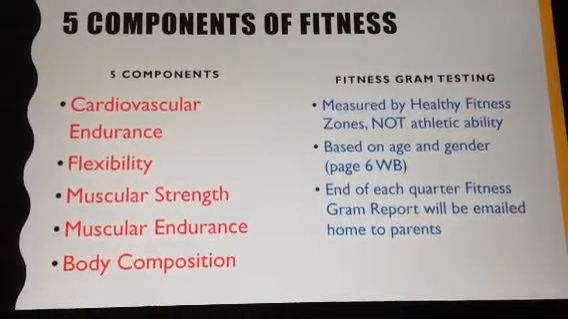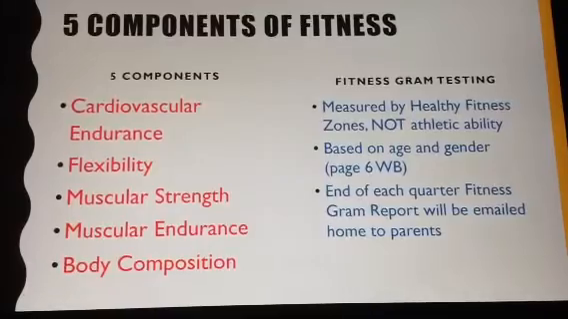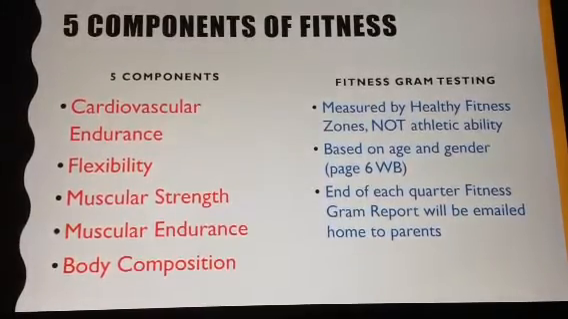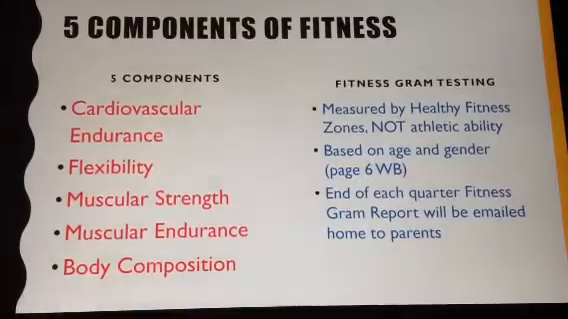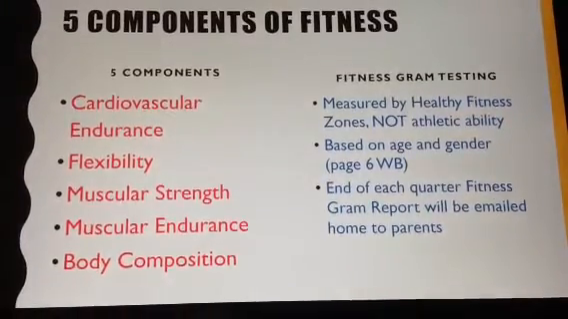There's a chart located on page 6 of your wellness booklet that's based on age and gender to see if you fall in the healthy fitness zone. At the end of each quarter, a FitnessGram report will be emailed home to your parents.